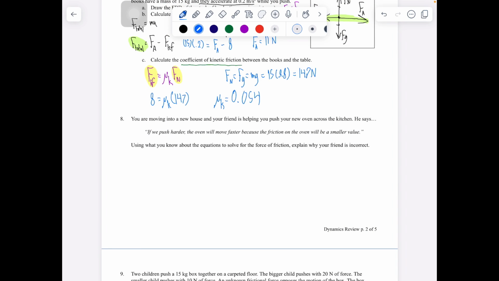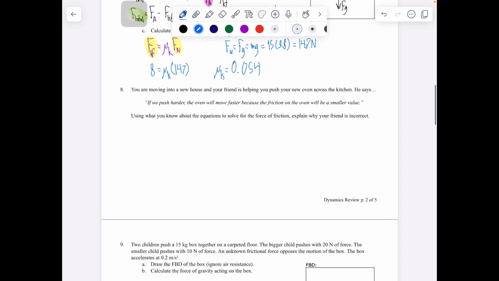Alright, number 8. You're moving into a new house and your friend is helping you push your new oven across the kitchen. What a good friend. He says, if we push harder, the oven will move faster because the friction on the oven will be a smaller value. Using what you know about the equations to solve for the force of friction, explain why your friend is incorrect. Well, we give you a massive hint. Use what you know about the equations.